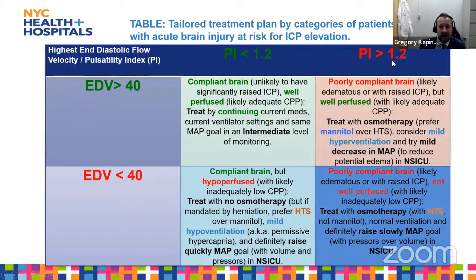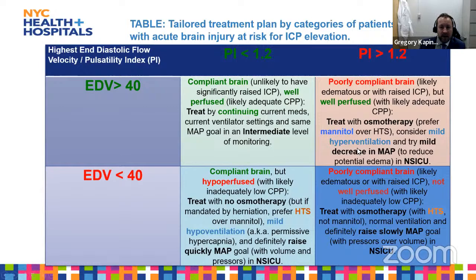When your PI is high, it means truly you have a poorly compliant brain, but it is well perfused if your end diastolic velocities are above 40. So what do you do for that? Treat with osmotherapy, maybe mannitol would be better than hypertonic. You can use mannitol because the volume of your patient during the diastole is telling you that they're perfusing well.